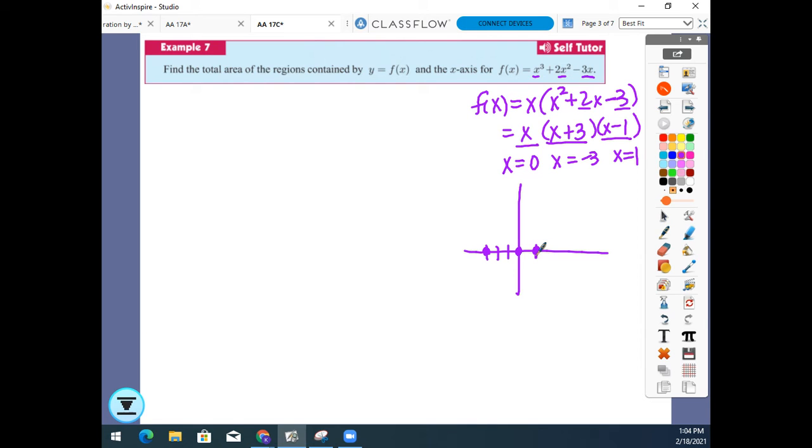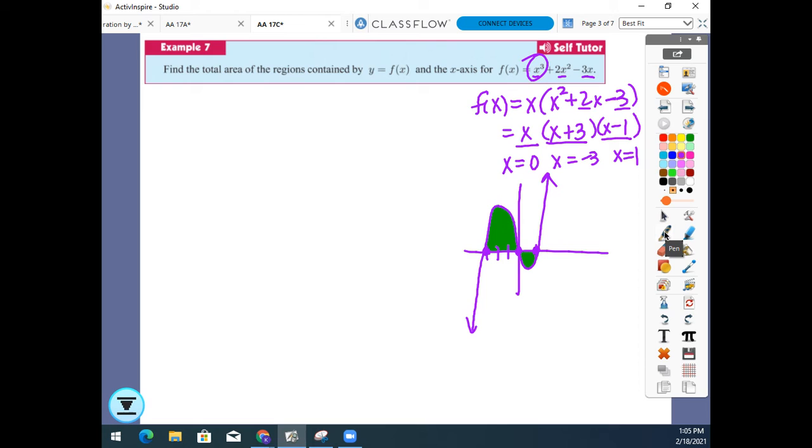Now let's think about, what do x to the third graphs look like? They start from negative infinity, go up, down, up. This is the basic shape of x to the third. So if we have all three zeros, we can just connect the dots. So we want the total area contained by the x-axis and the curve.